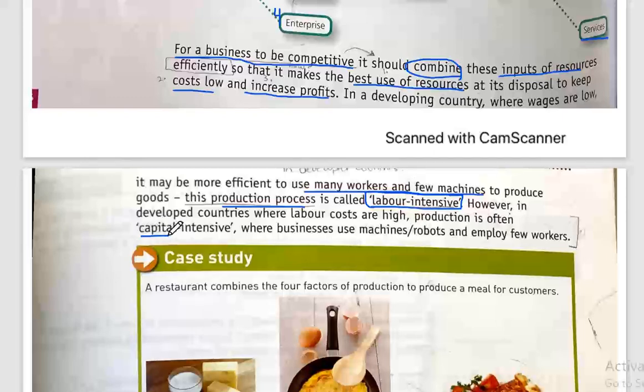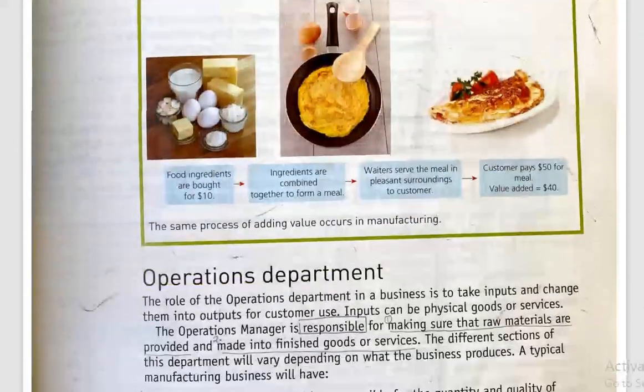And capital intensive is the other way around, where the number of machines is more than the number of employees, so where businesses use machines or robots and employ few workers. So in the capital intensive, the number of machines or robots is more than the employees, let's say the normal human being working in this factory or in the production process.